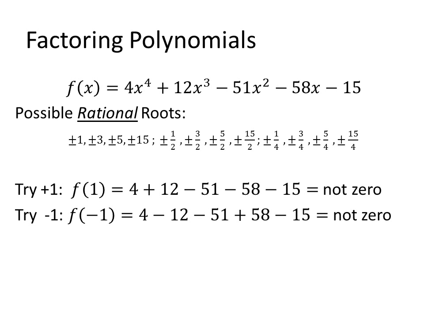Now let's try -1. I also think that just plugging this number in is actually easier than synthetic division. In this case, anytime you have an odd power, it will change the sign of the coefficient. So we have 4 minus 12 minus 51 plus 58 minus 15. In this case, this is also not equal to 0, and so therefore x plus 1 is not a factor.